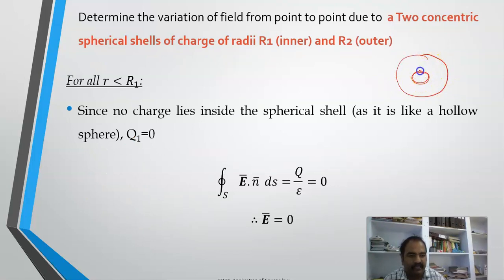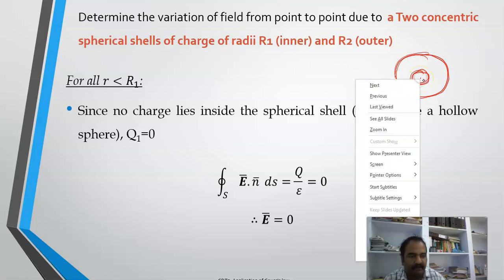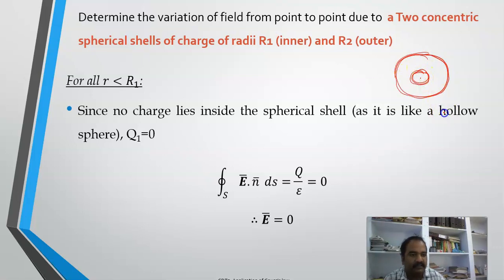Here there is a charge of Q1, here there is a charge of Q2, right? So, now, if I consider this point, will there be any charge there? No, because the charge is here and the charge is here. So, if I consider a point here, will there be any charge enclosed by this surface? No, it won't be enclosed. So, that's why for all R less than R1, in this region, the electric field will be zero because there is no charge enclosed in that region. Okay. So, this is what we have done in the last case also.